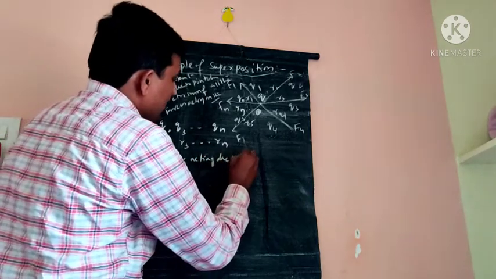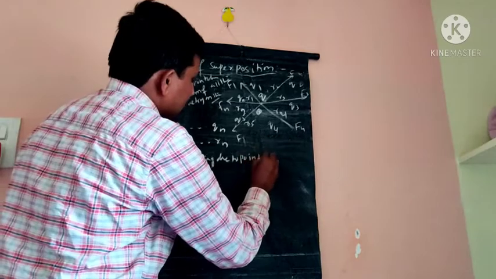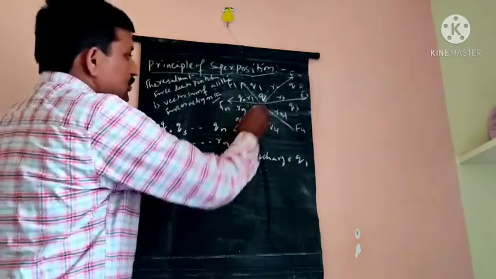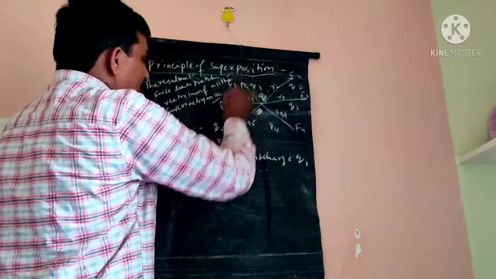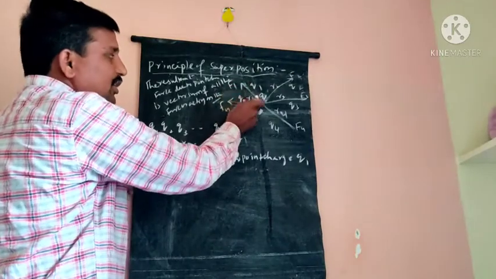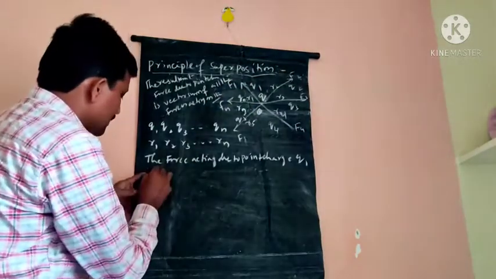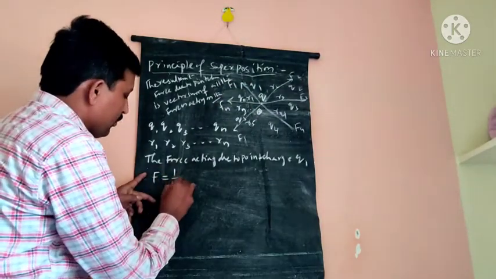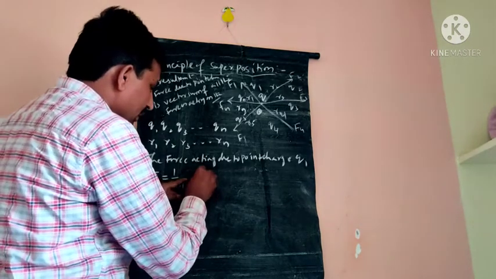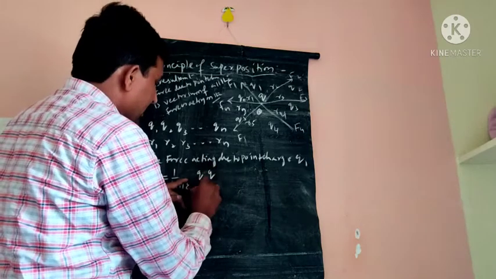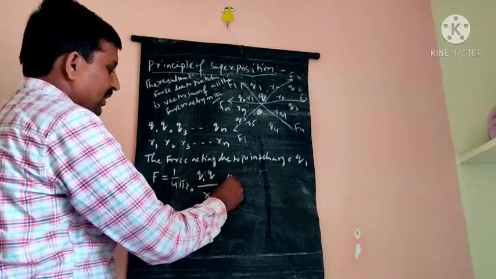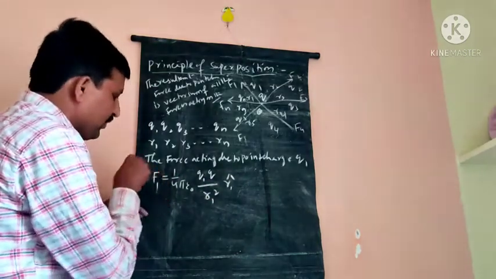Now the force acting due to point charge Q1. According to Coulomb's law, the force acting between these two stationary charges, F is equal to 1 by 4 pi epsilon naught, Q1 into Q by R1 square, into R1 cap. So this is the F1 force.